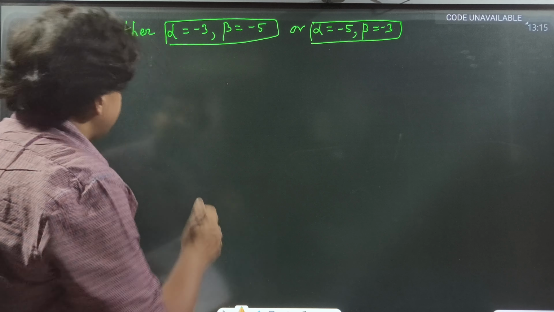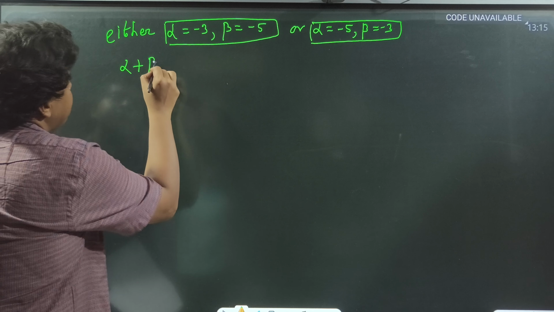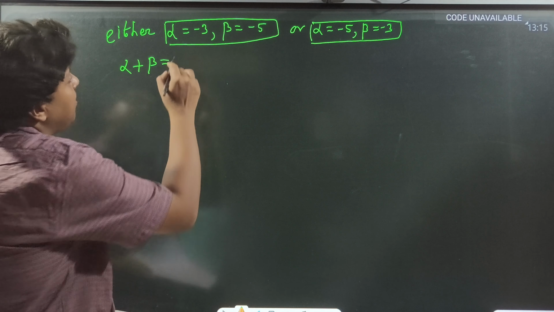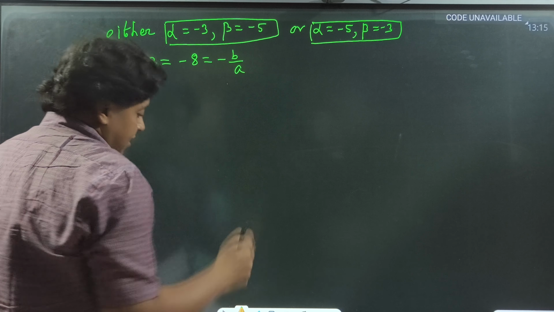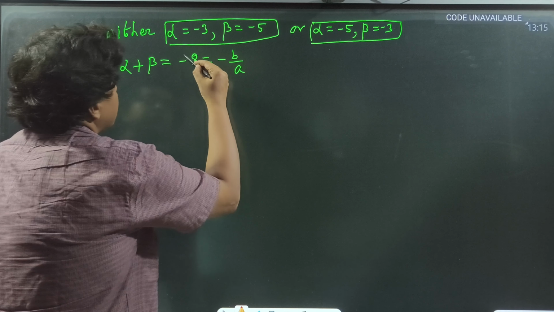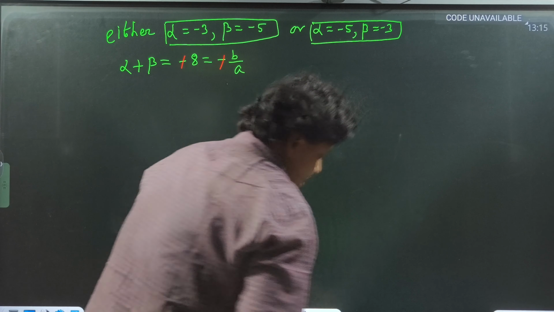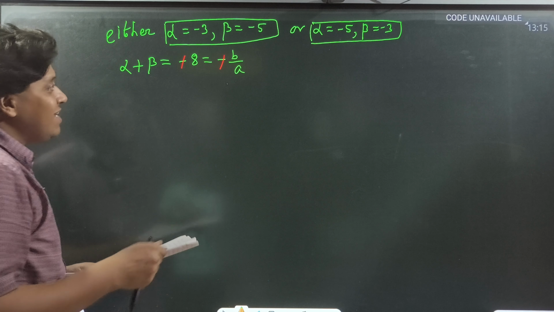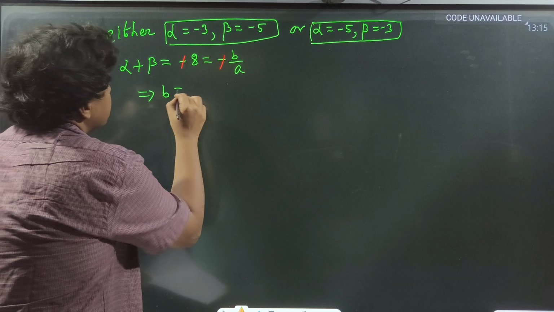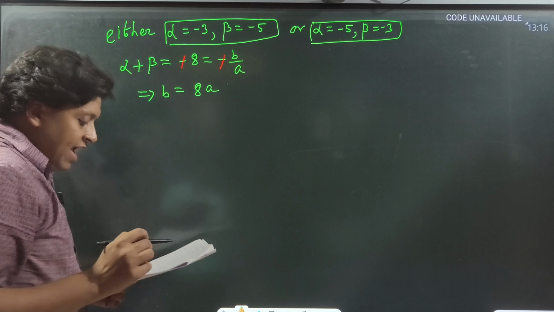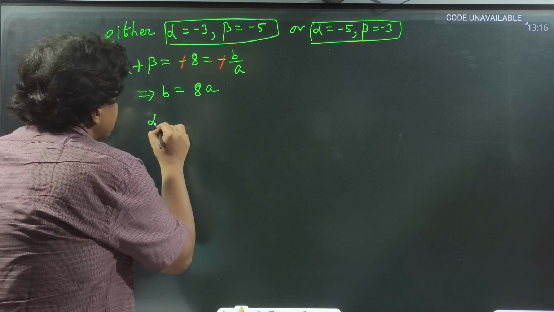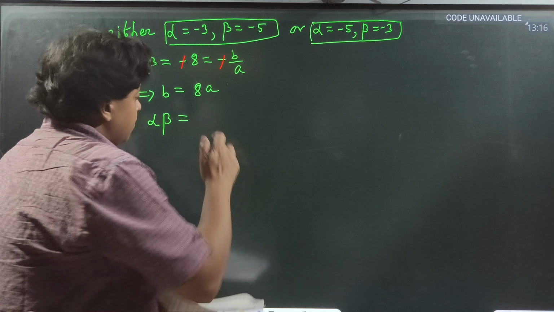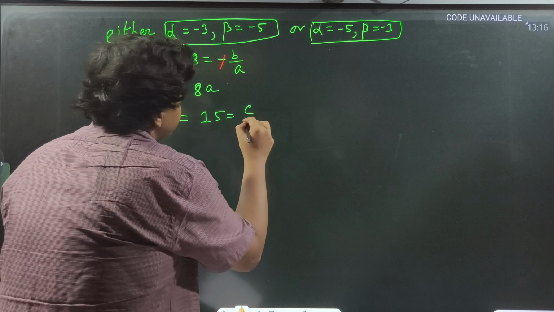In each of these cases, alpha plus beta, surprisingly and beautifully, will be equal to minus 8, which is equal to minus b by a. The minus sign will go off in no time, and we will be left with b by a equal to 8, which easily gives us b equal to 8a. Now, if b is equal to 8a, then at the same point of time, we also have alpha into beta equal to 15, which is equal to c by a.